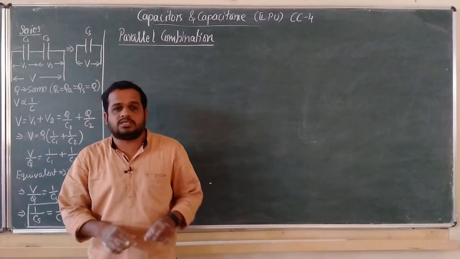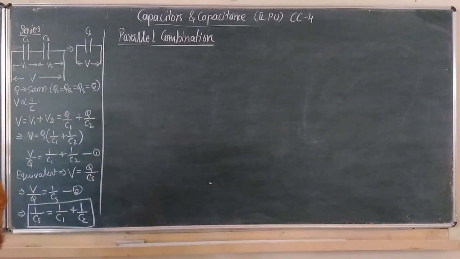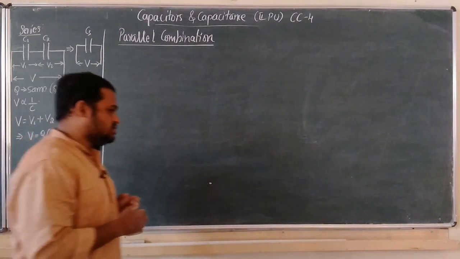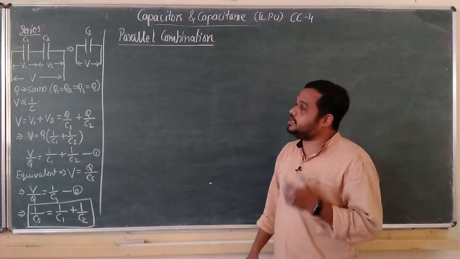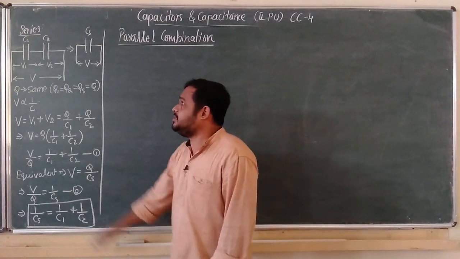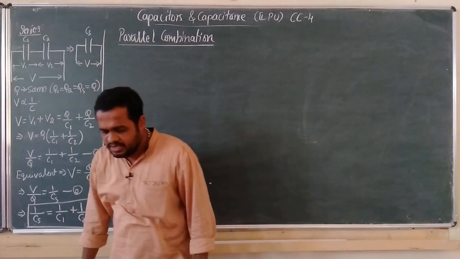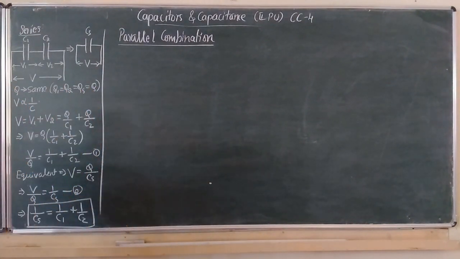In the last class, we were discussing the combination of capacitors by using standard values of capacitors, how to get the required value of capacitance in a particular circuit. That is possible using combination. In the last class, we completed the discussion on series combination. Let us recall what we have discussed in the last class.